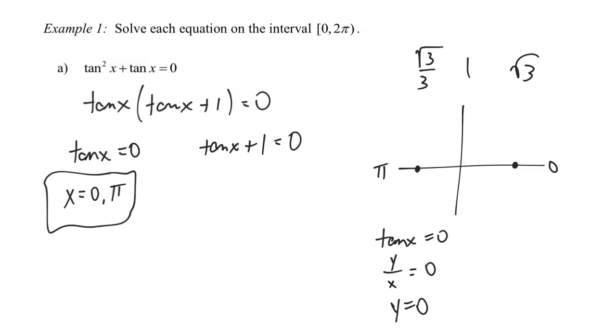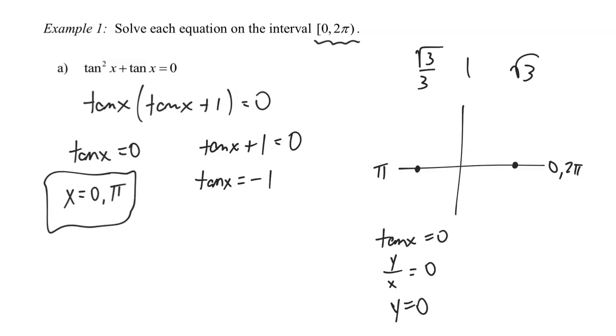Now, technically, it would also be 2 pi, but notice that we're only answering on the interval from including 0 until 2 pi not included, and that's why I don't write 2 pi as an answer. Now, for the second part of this equation, we get tangent of x is equal to -1.